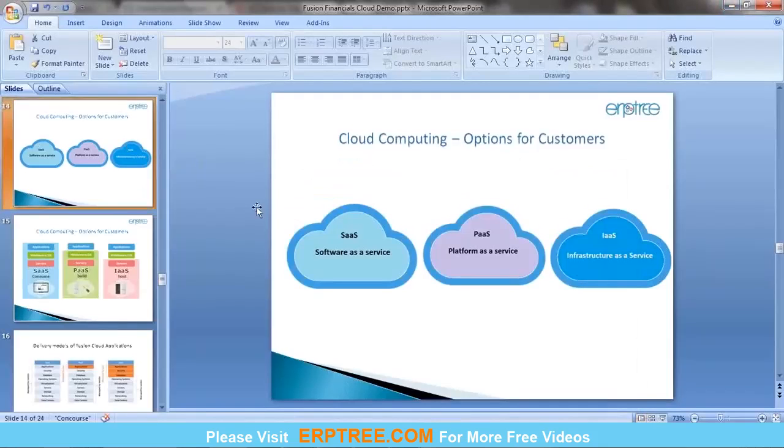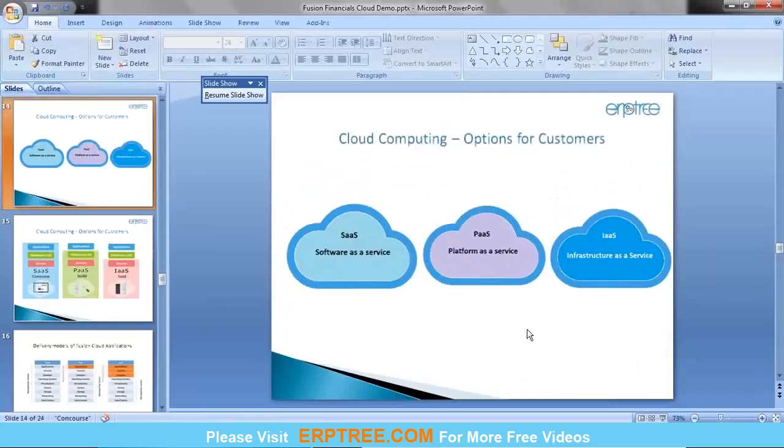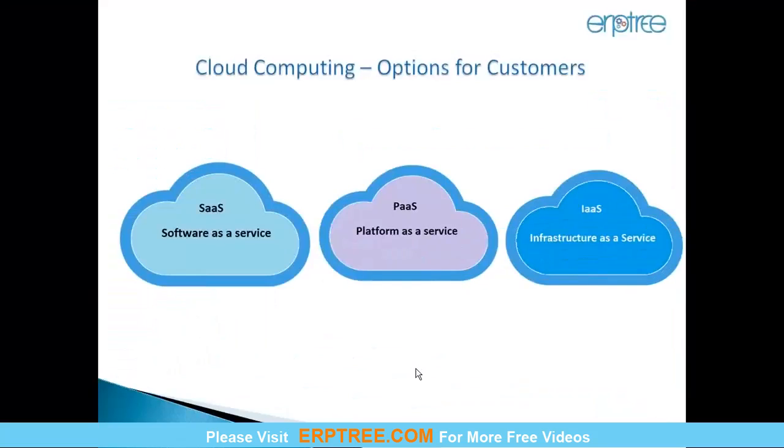So now let's talk about cloud. If any client is going for cloud, there are three options available. For on-premise, customers have only one option: they can have their own server, install, and start working on it. If they are going with the cloud, three options are available: SaaS, software as a service; PaaS, platform as a service; and IaaS, infrastructure as a service.